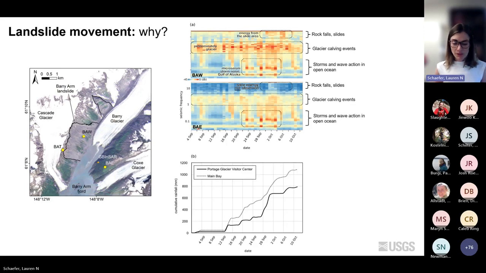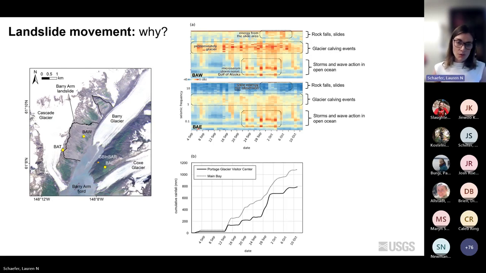Another question we have to ask ourselves is about climate. This is a very rainy place. It's a very snowy place. And the events that we see, both landslide-wide movement and rock fall, rock avalanche events, tend to be occurring in the fall, late fall.